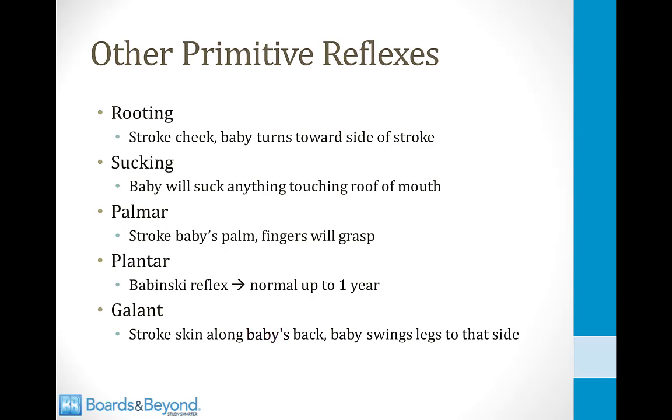The rooting reflex is when you stroke the baby's cheek. It turns toward the side of the stroke. The sucking reflex is how the baby will suck anything that's put on the roof of its mouth, and is usually done by putting a finger in the mouth of the baby. A palmar reflex is when you stroke a baby's palms, its fingers will grasp your finger. Plantar reflex is the Babinski reflex, which we just talked about, and that's normal up to a year. And for the glant reflex, you sort of hold the baby under your arm in the air and you stroke its back, and it will swing its legs from one side to the other.